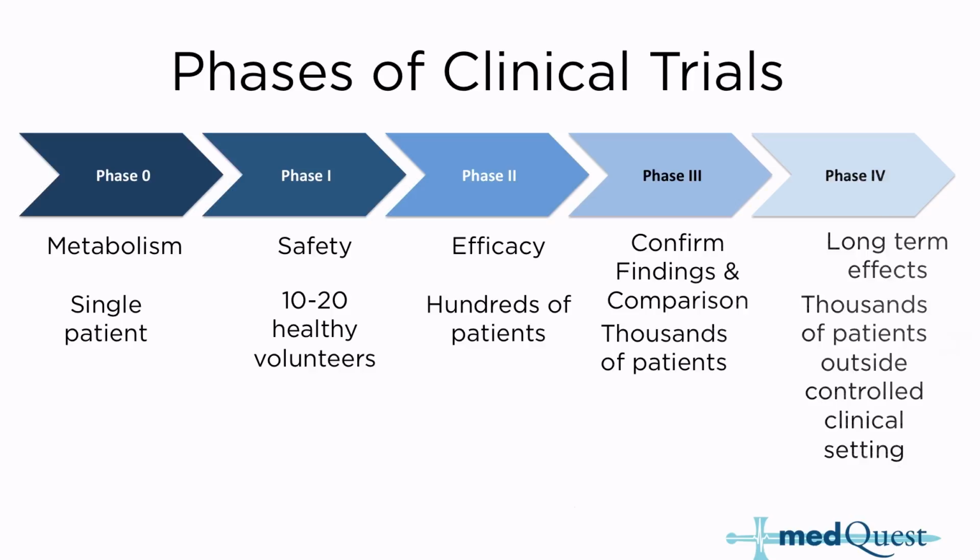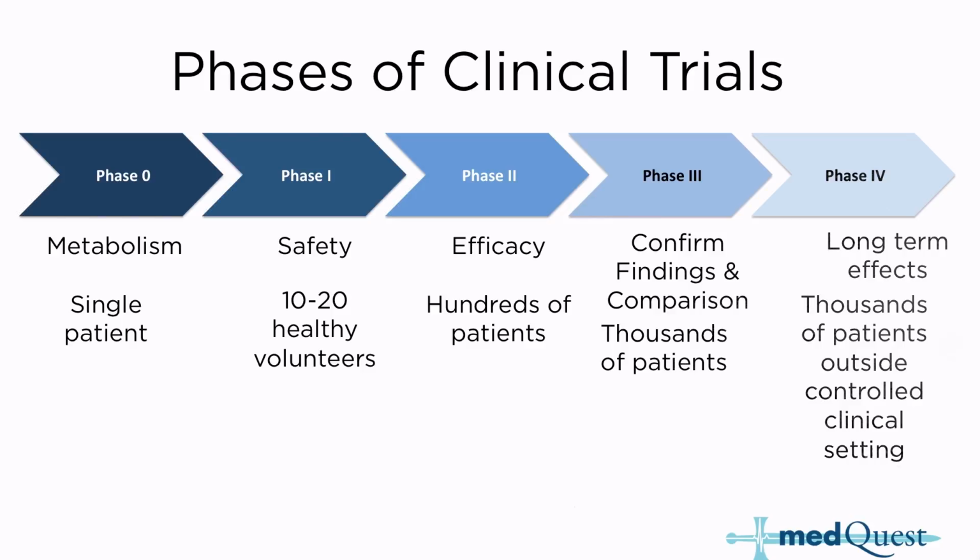The first is phase 0. This really focuses on metabolism of a particular drug and is conducted within a single patient. The second is phase 1. This is based on safety, and this is typically done in about 10 to 20 healthy volunteers. Phase 2 moves on to look at efficacy, and this is performed in hundreds of patients, typically with the particular disease or problem in question.